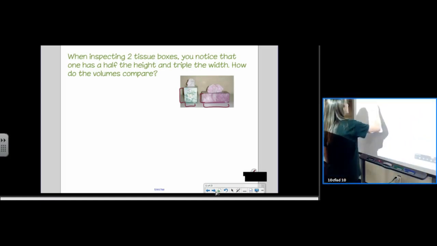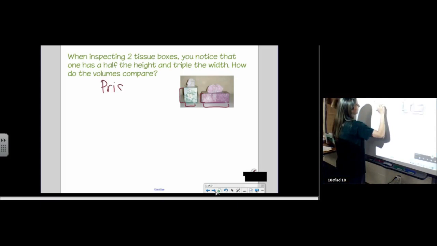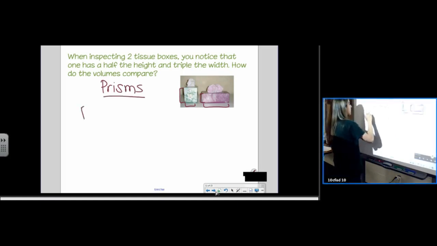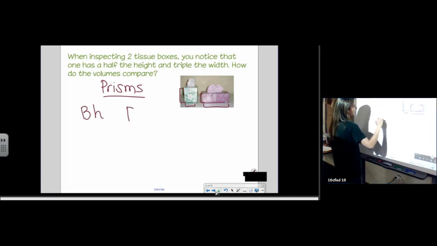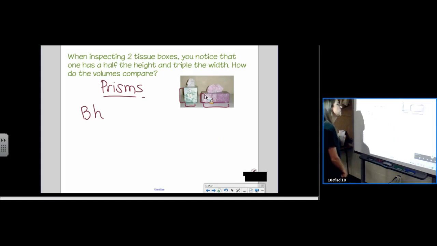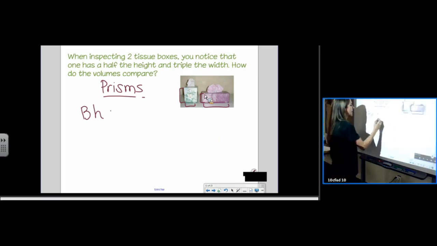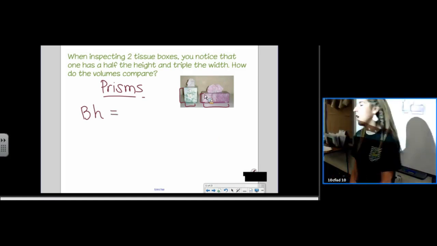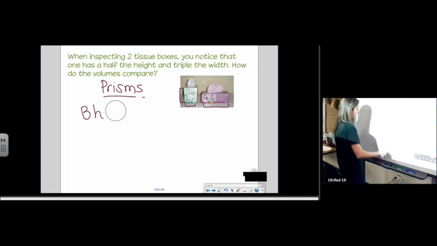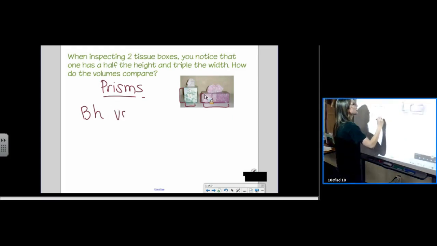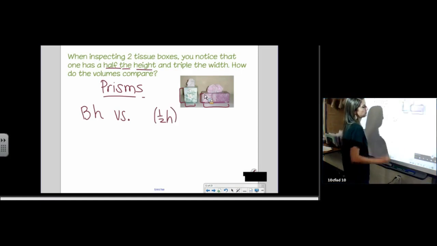We are dealing with prisms. The volume of a prism is area of the base times the height. Well, I don't have to write it twice. All right, so if we call the first one base times height, what would we call the second one? Well, the height part is easy. We halved the height. So instead of h, I'll write 1/2 h.